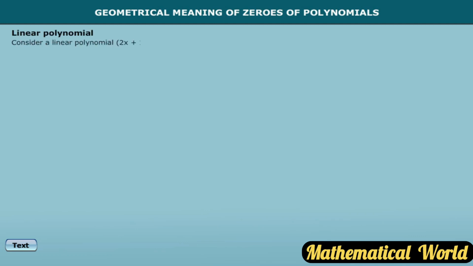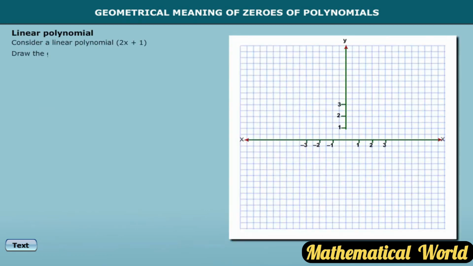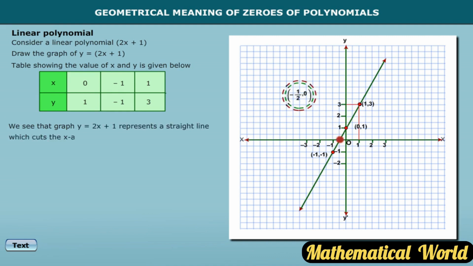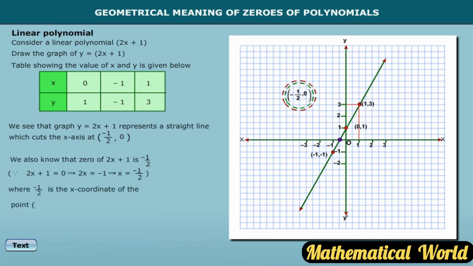Consider a linear polynomial 2x plus 1. We draw the graph of y equal to 2x plus 1. The table showing the values of y corresponding to the values of x has been given below. First we plot the point (1, 3). Similarly, we can plot the points (0, 1) and (minus 1, minus 1). Now we join the points and we see that the graph of y equals 2x plus 1 represents a straight line, which cuts the x-axis at the point (minus 1 by 2, 0). Also, the zero of 2x plus 1 is minus 1 by 2, which is the x-coordinate of the point (minus 1 by 2, 0).